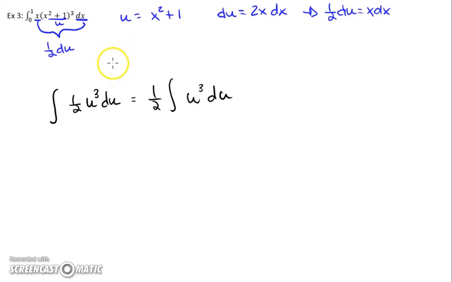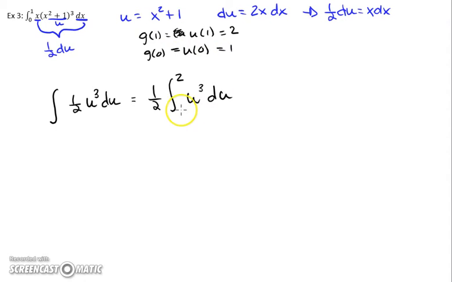Now we think about our limits of integration. So we need values of u. So u equals x squared plus 1. If we take 1, so we'll say g of 1 equals u of 1 equals 2, right? Plug 1 in here, 1 squared is 1, 1 plus 1 is 2. 2 is our upper limit of integration. G of 0, or just u of 0, thinking about it that way, is just going to be 1. So now we have our limits of integration.